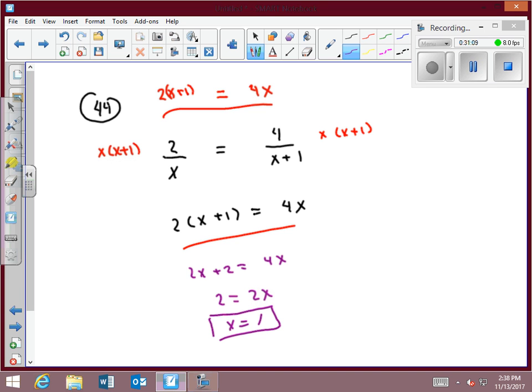So any question on that? Wait, x equals what? X equals 1.